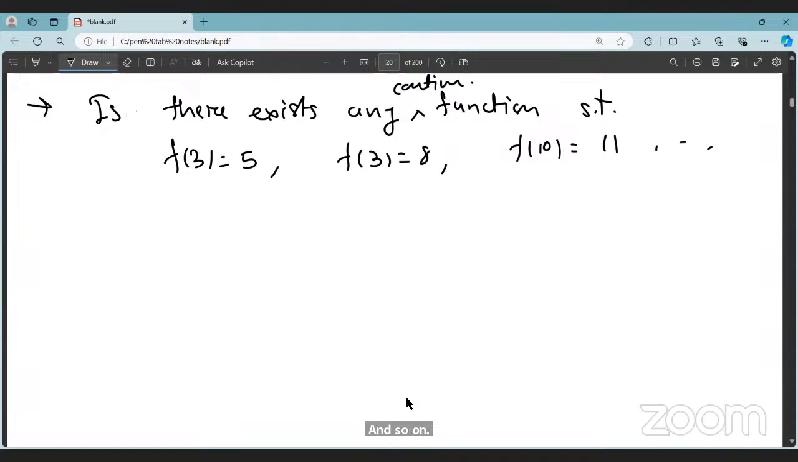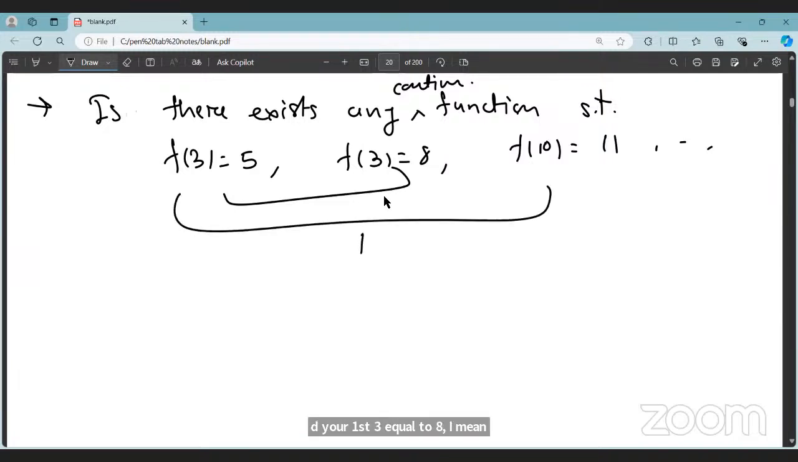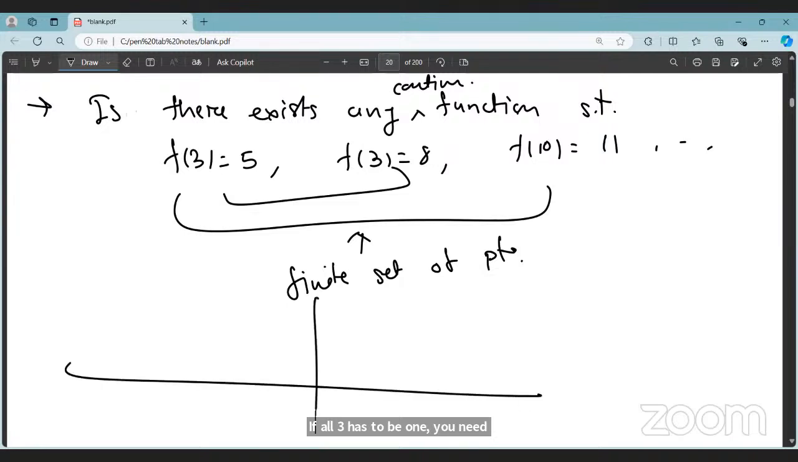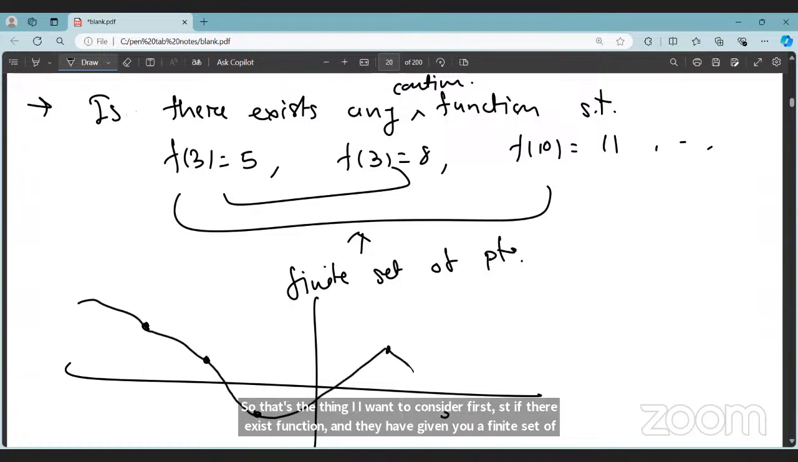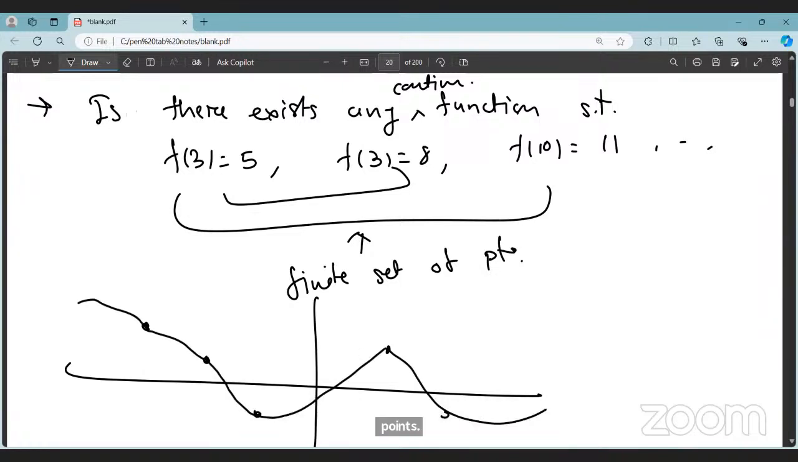When you said f of 3 is equal to 5, f of 3 is equal to 8, obviously f of 3 has to be one unique value. Right? So that's the thing I want to consider first. If a function exists and they have given you a finite set of points, then you can easily draw a continuous function. Just connect all those dots and that will be your continuous function.